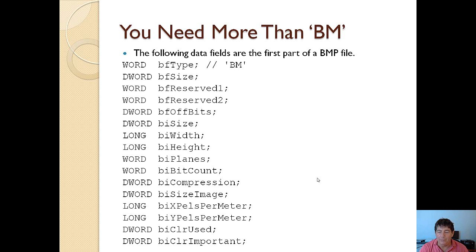Many of these other fields are really not going to help you, such as compression, BI size, image, pixels per meter, and stuff like that. So I use those four fields to at least give me a good guess if it's a valid BMP file.